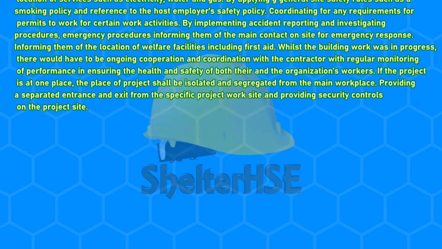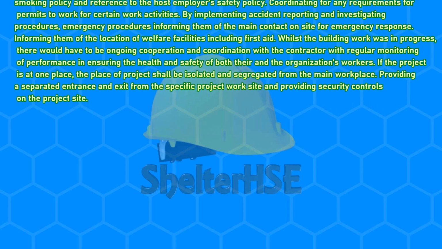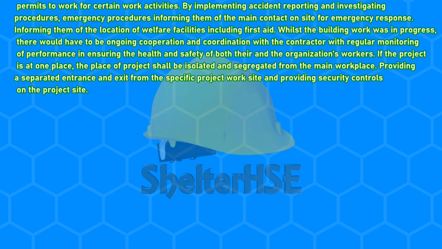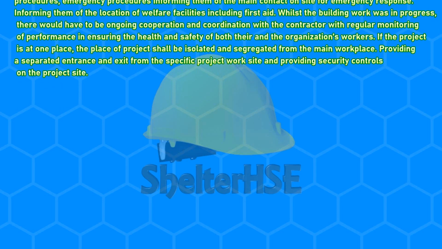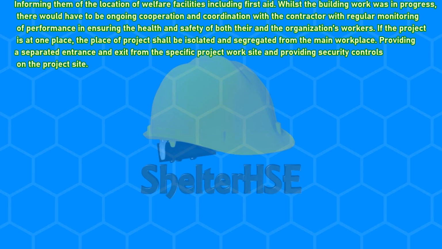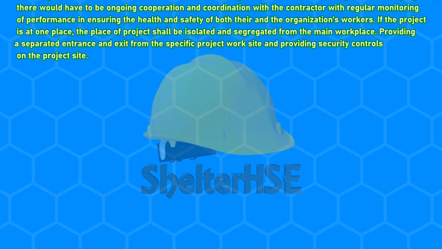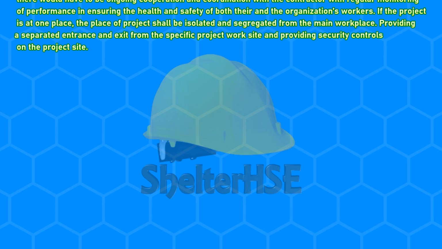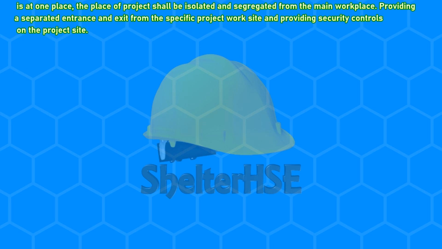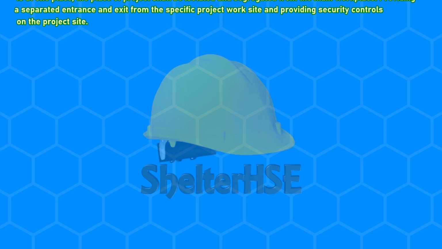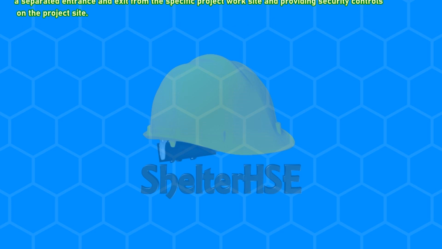Whilst the building work was in progress, there would have to be ongoing cooperation and coordination with the contractor, with regular monitoring of performance in ensuring the health and safety of both their and the organization's workers. If the project is at one place, the place of project shall be isolated and segregated from the main workplace. Providing a separated entrance and exit from the specific project work site and providing security controls on the project site.